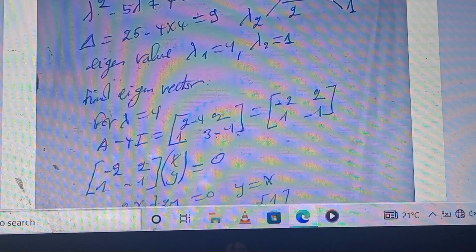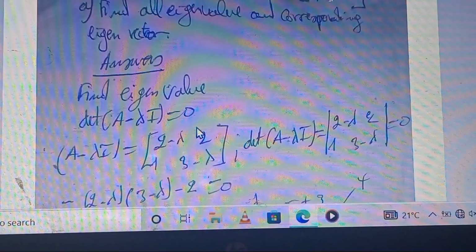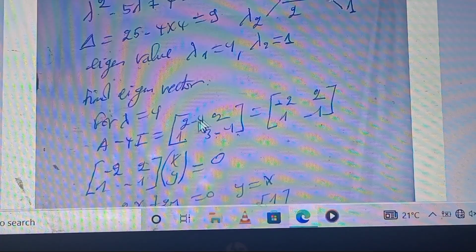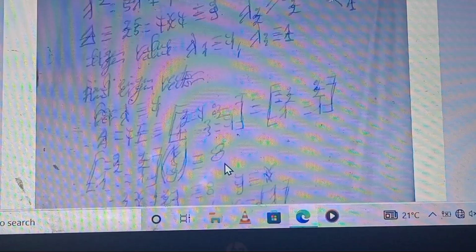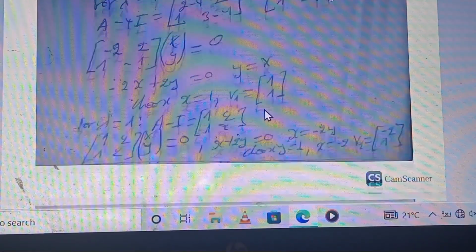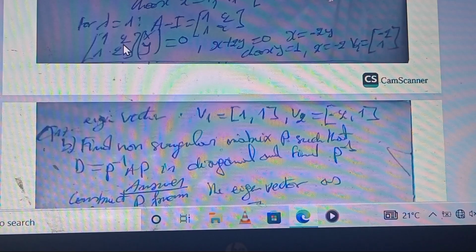Yes, that eigenvalue will help you to find what we call the eigenvector. For the eigenvector, for lambda equal to 4, we substitute in that equation. Here, after substituting, we replace the value of lambda, you get that one. Then you multiply by x, y equal to 0. Then you find the value of x and y. The value of x and y, that is what we call the eigenvector. Here, you will get 1, 1. That is eigenvector 1. For lambda equal to 1, also substitute the same as above. Then you find the value of x and y, then you will get -2 and 1.